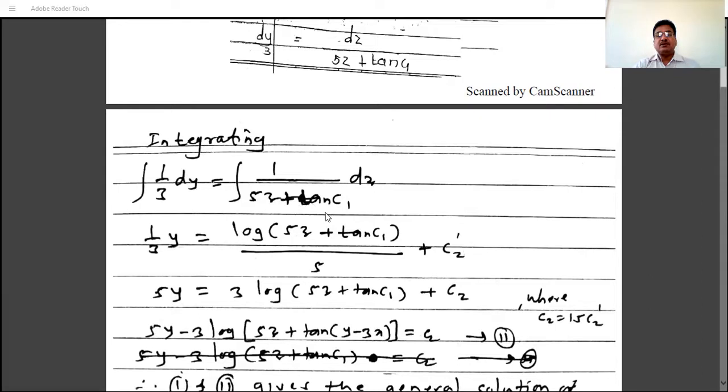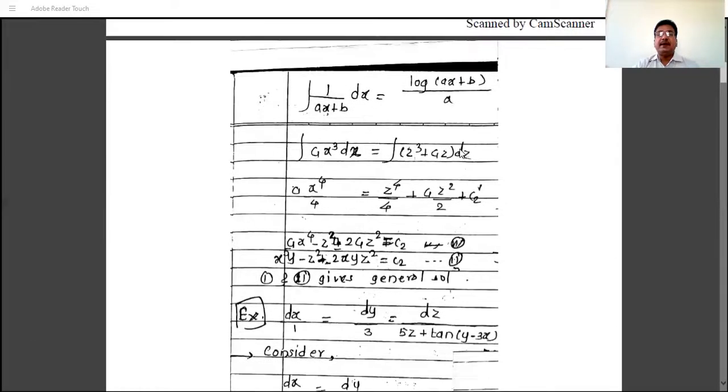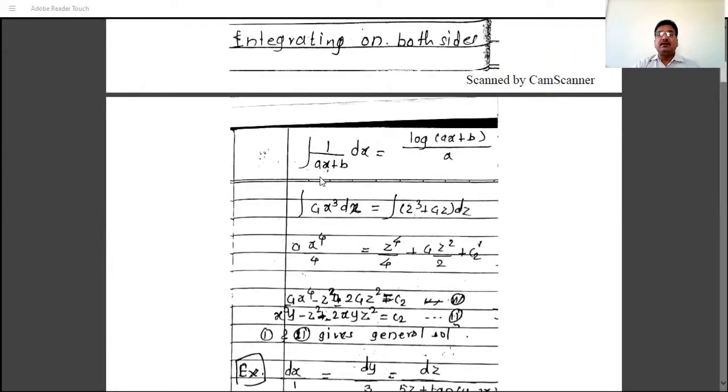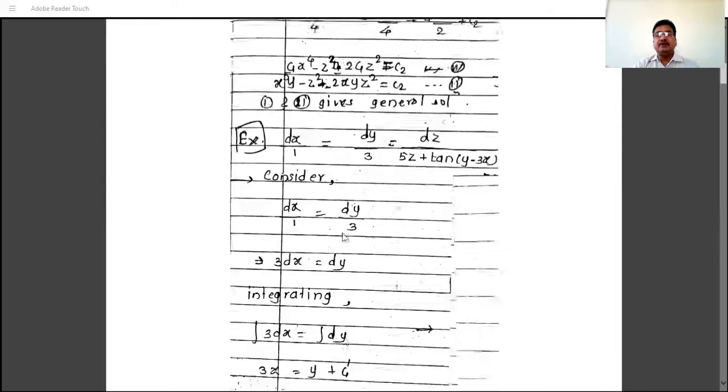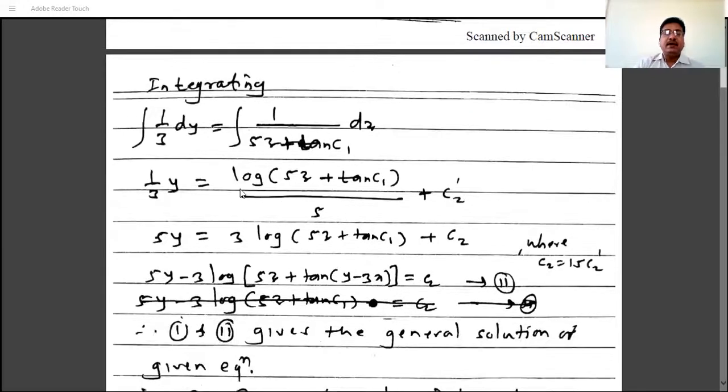This tan c1 is a constant quantity, and 5z is the variable, that is, this is in the form 1 by ax plus b. So what is the integration of 1 by ax plus b? Integration of 1 by ax plus b with respect to x is log(ax plus b) divided by a, where a and b are constants and x is variable. So in this integration 1 by 5z, a is 5, z is variable, and tan c1 means b. So by using that rule, log(5z plus tan c1) divided by 5 is its integration, plus c2 dash.